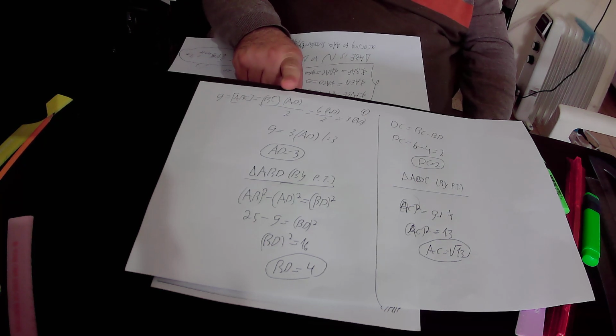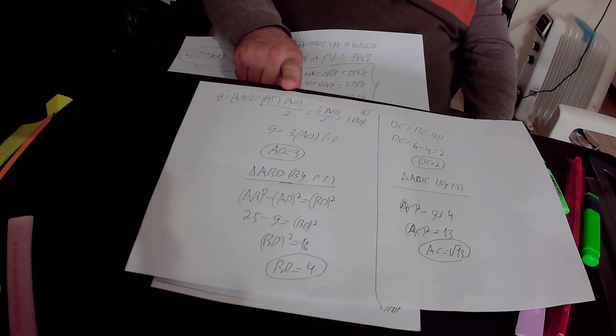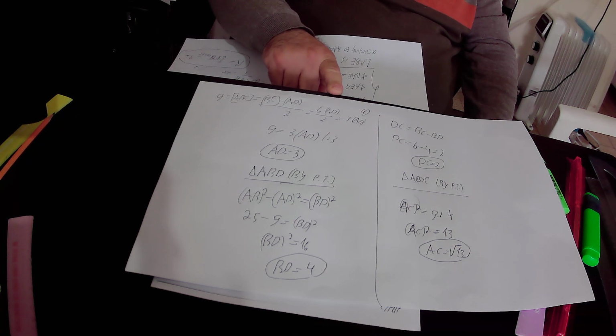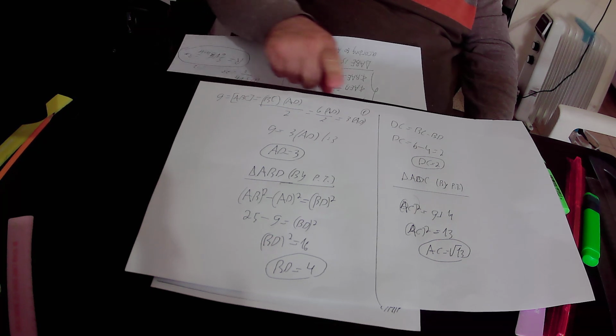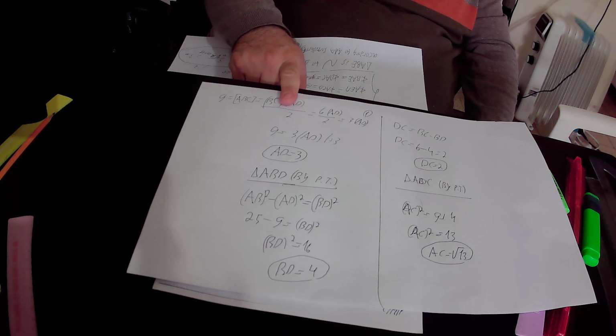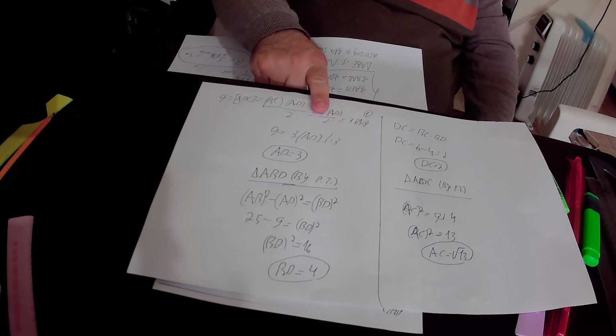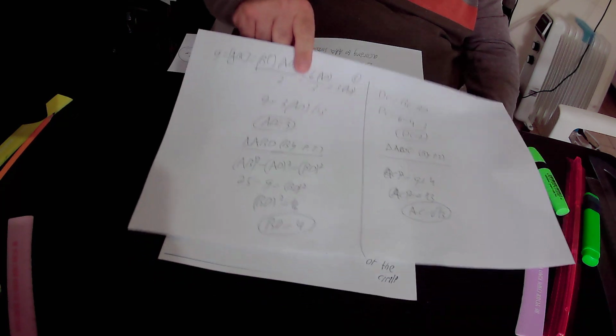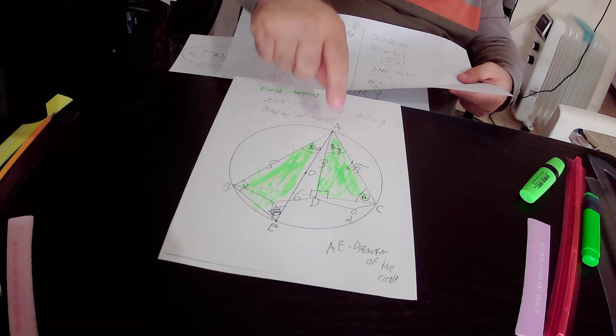The base BC equals 6 units according to what is given in the question, times the height AD over 2 is equal to 9. So 6 over 2 is 3, so we get that 9 equals 3 times AD. We divide this equation by 3 and we get that AD equals 3 units. Here we found out that the height AD equals 3 units.